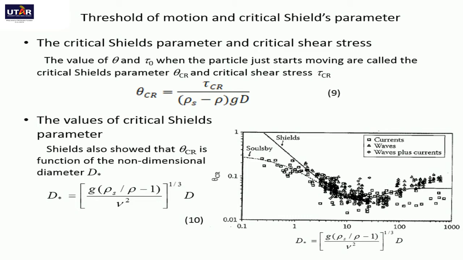Shields found that it is a function of the non-dimensional diameter d star, the same parameter used for the fall velocity. It is seen that theta CR decreases from a value larger than 1 to about 0.03 at d star equals about 30. It is about constant at 0.05 for d star larger than about 50.